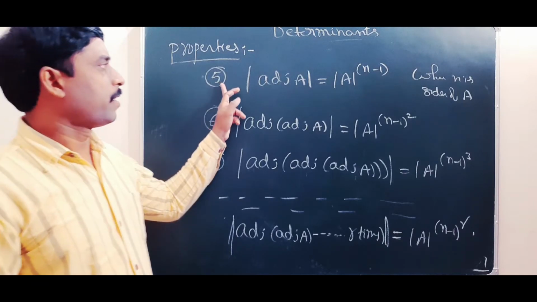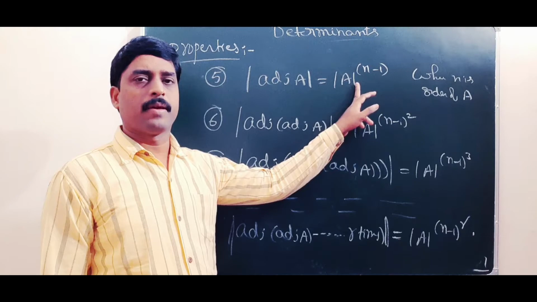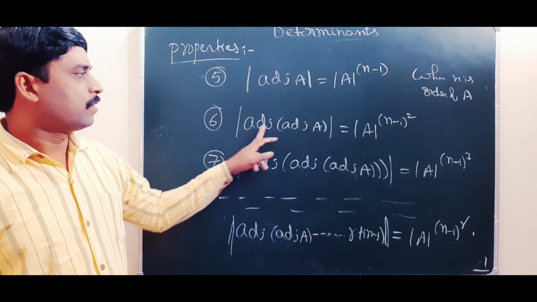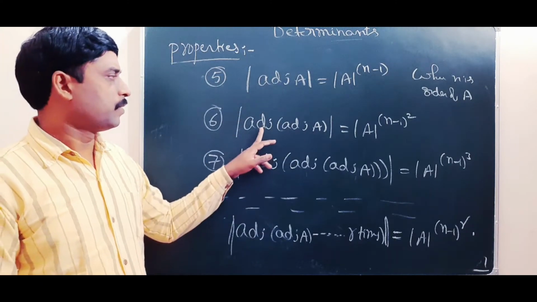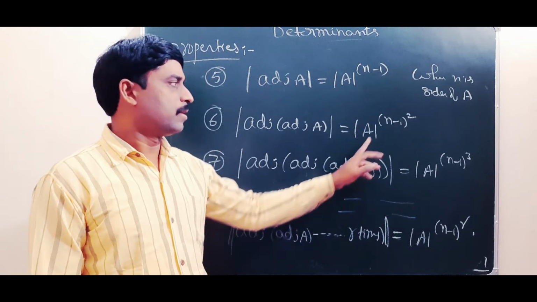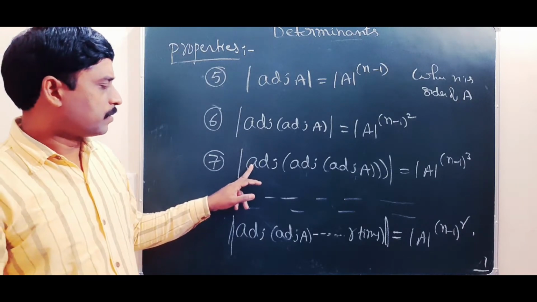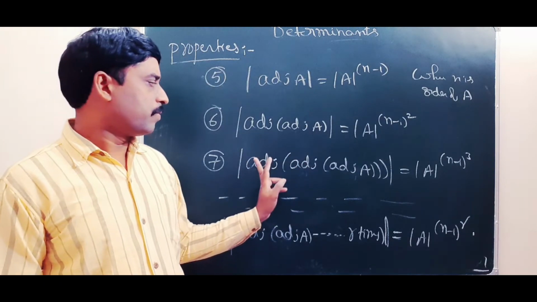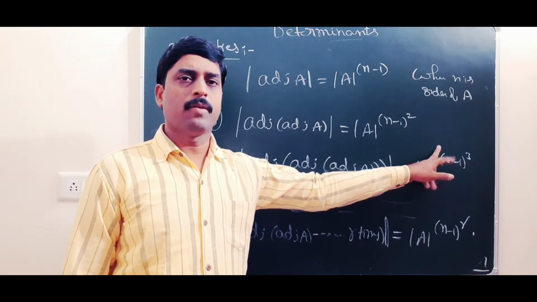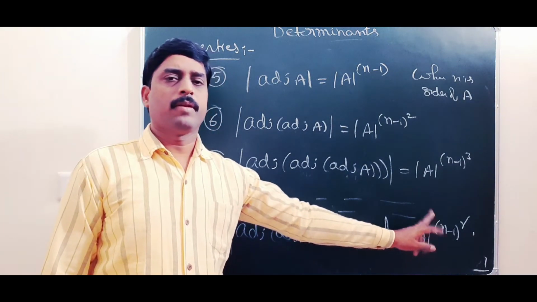Now the fifth point: det of adjoint A is det A power n minus 1, where n is the order of A. If there are two adjoints, it is det A power n minus 1 whole square. If three times, det of adjoint of adjoint of adjoint of A is equal to det A power n minus 1 whole cube. If r times, it will be det A power n minus 1 power r.